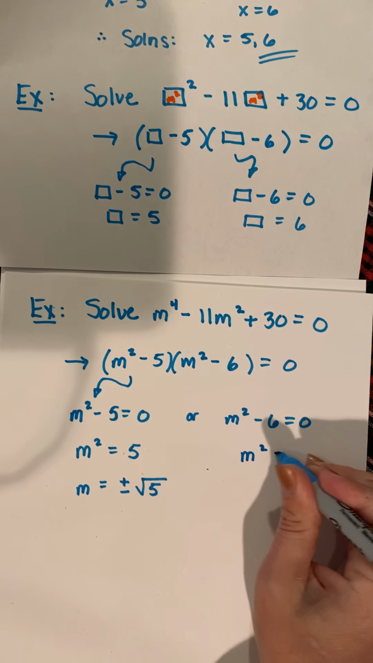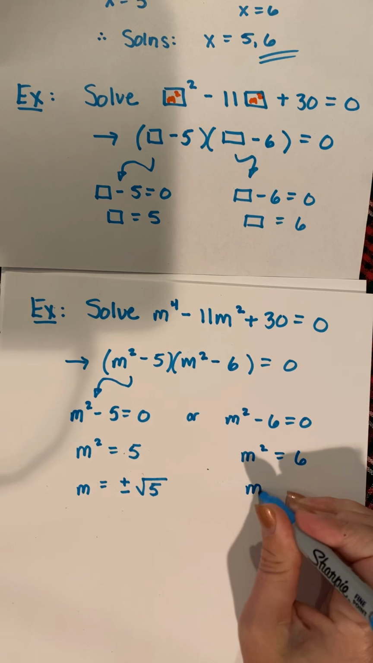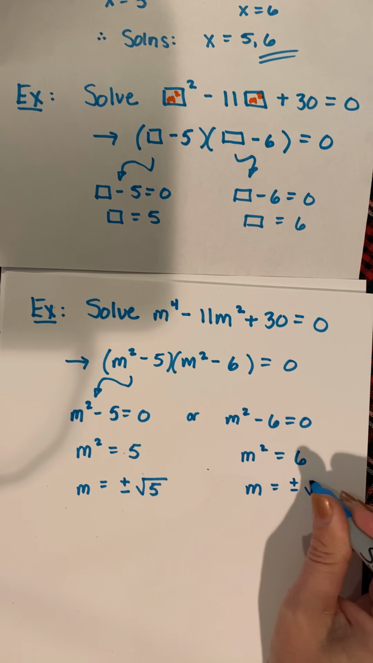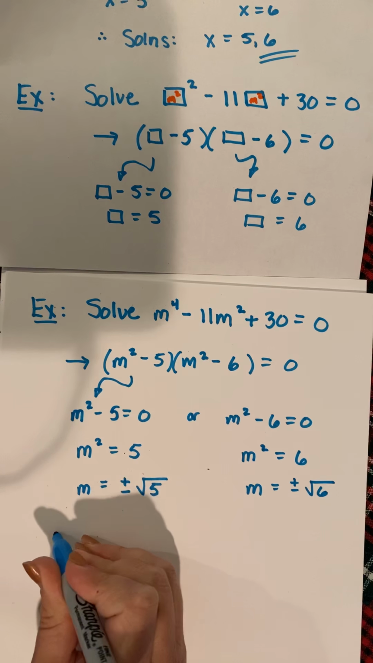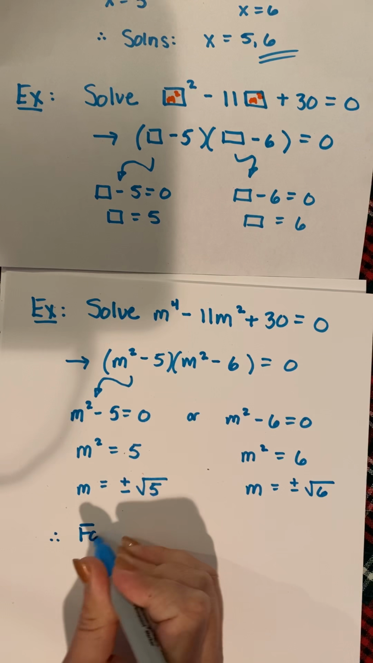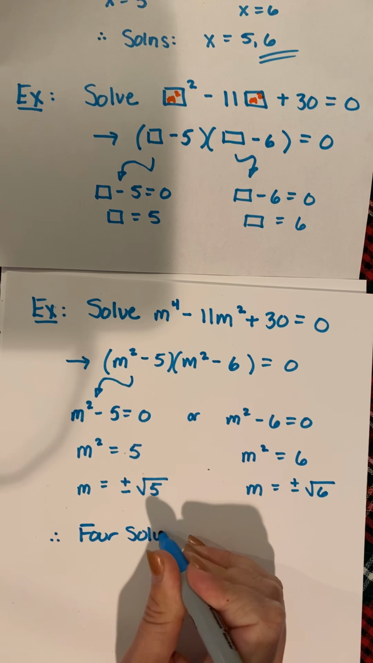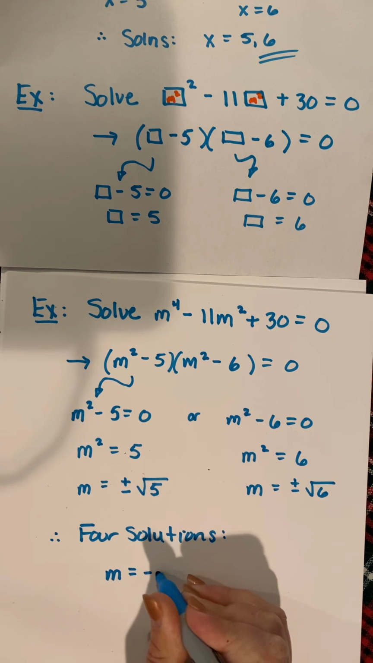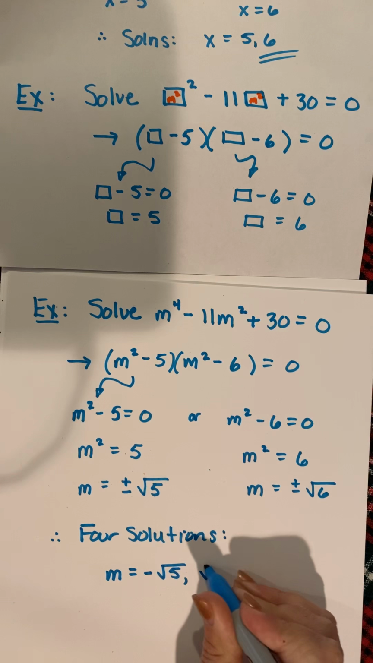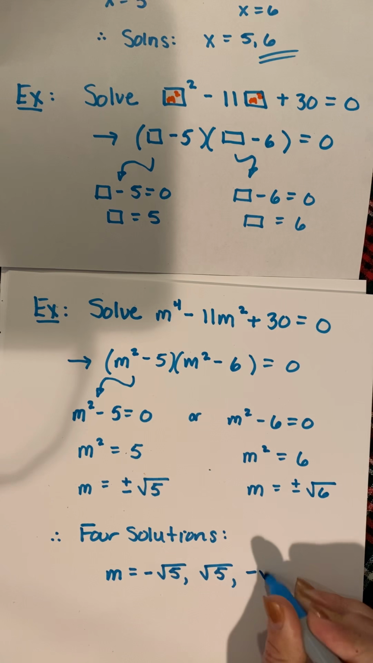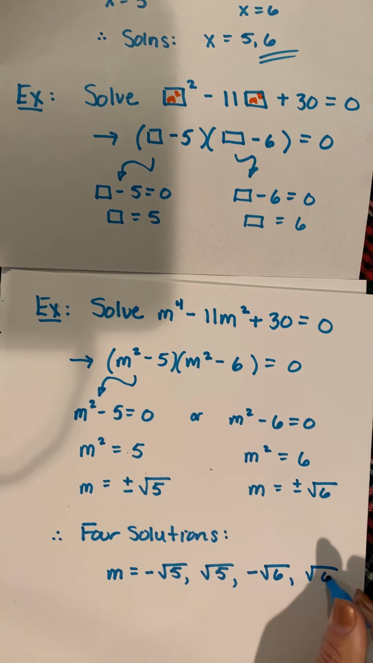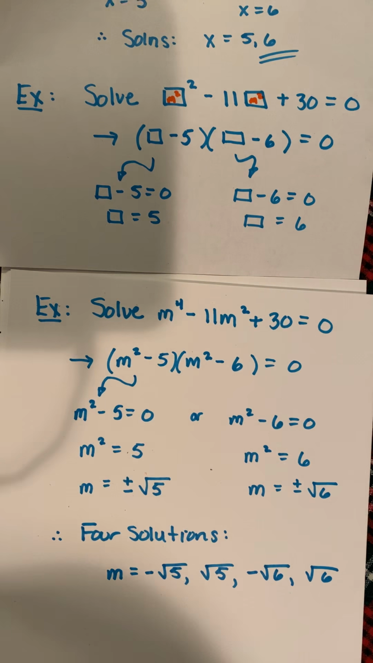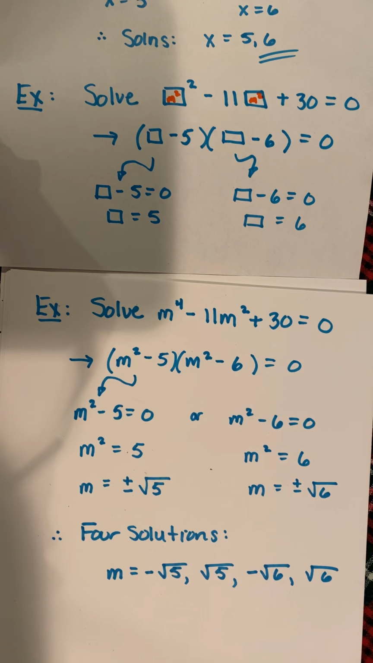And over here, we get m squared equals 6. M is equal to the positive or negative square root of 6. So therefore, we will have 4 solutions. We have m is equal to negative square root of 5, positive square root of 5, negative square root of 6, and the square root of 6. So there's 4 solutions to that problem. All right, so I'm going to continue on.